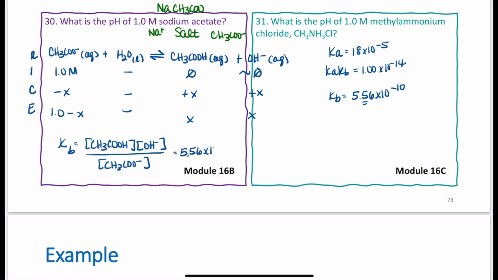This gives me 5.56 × 10⁻¹⁰. So Kb equals x squared over 1.0 minus x. And I'm going to assume that x goes to 0, simplifying this equation. Solve for x, and I get 2.36 × 10⁻⁵, sig figs are there. But remember what x represents here. X represents my hydroxide concentration.